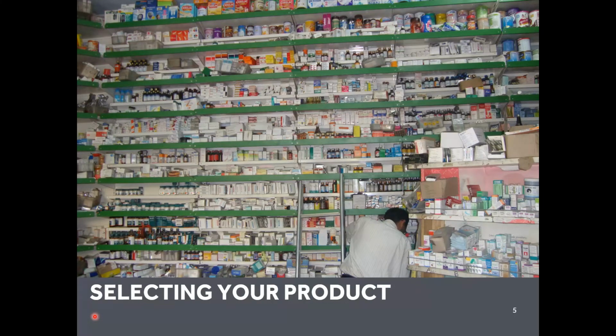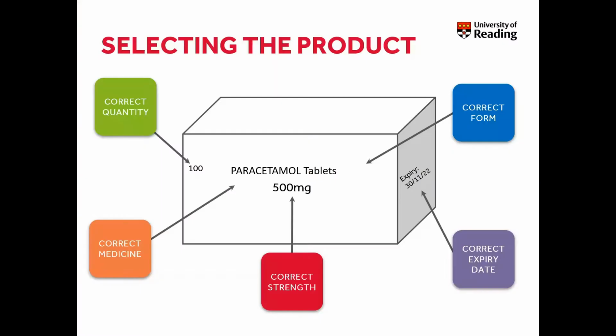So now we are going to move on to selecting your products and the things to think about. So hopefully no one's pharmacy looks this messy, because it would be a nightmare to try and work in one of these pharmacies. Okay, so now if we imagine we need to dispense paracetamol tablets. So if we have a box of 100 tablets and they're paracetamol 500 milligrams, okay? So we need to make sure we have the correct medicine.